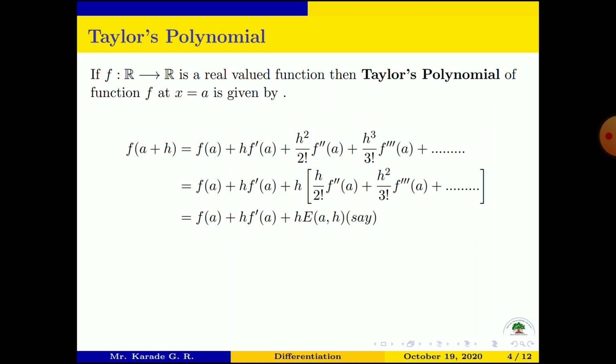Okay, in the next step, the first two terms f of a plus h into f dash of a are as it is, plus h into the quantity in the square bracket, which we will call E of a, h, because this bracketed quantity depends on a as well as on h also. Therefore we just give a notation E to this quantity, and E is a function of a and h, say.